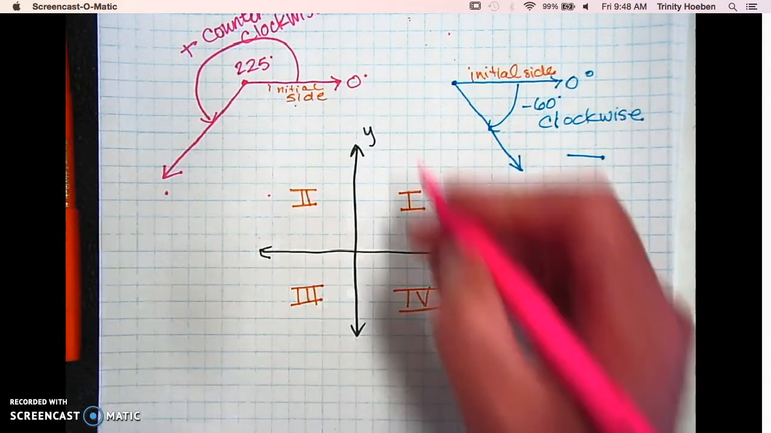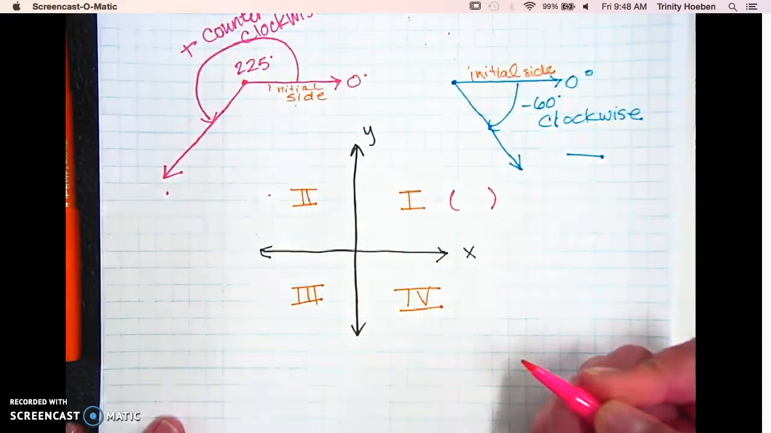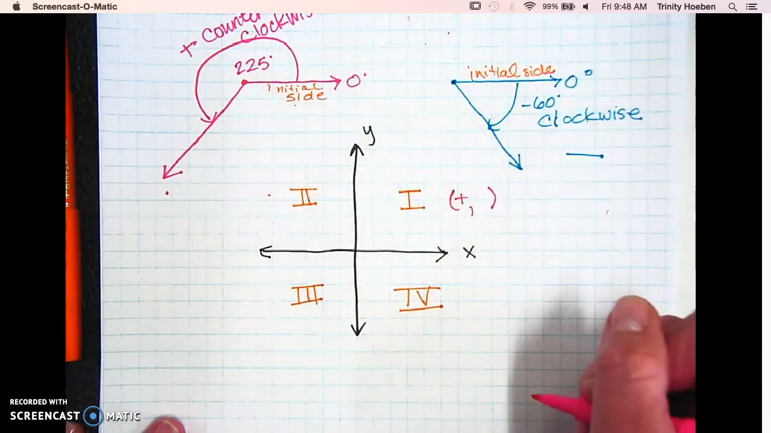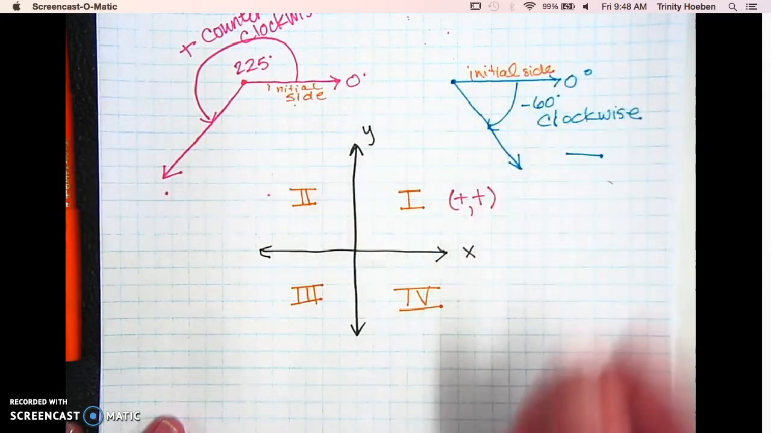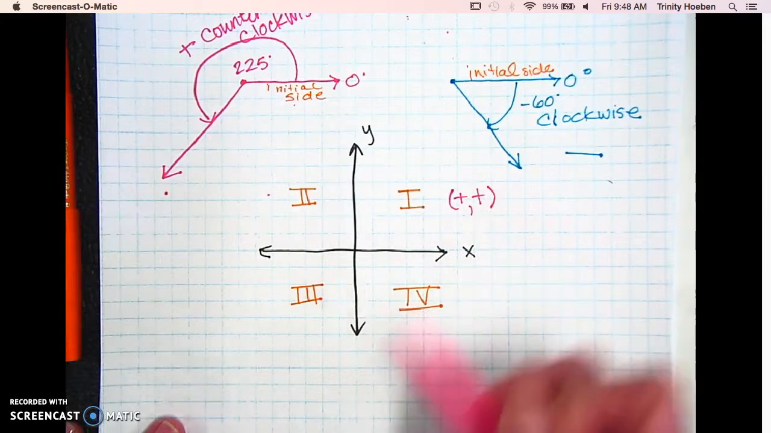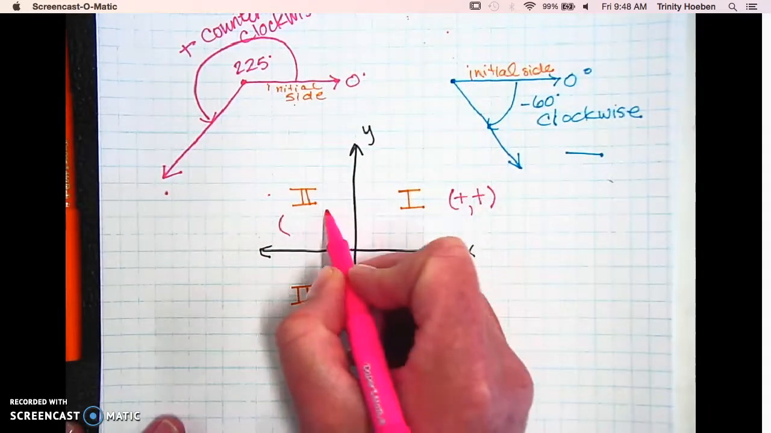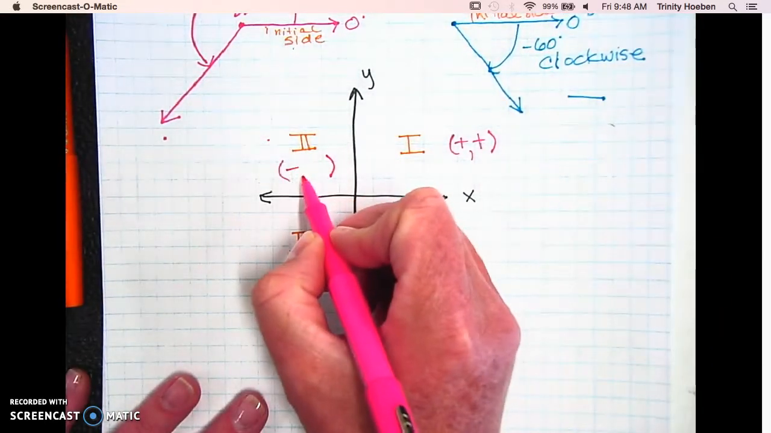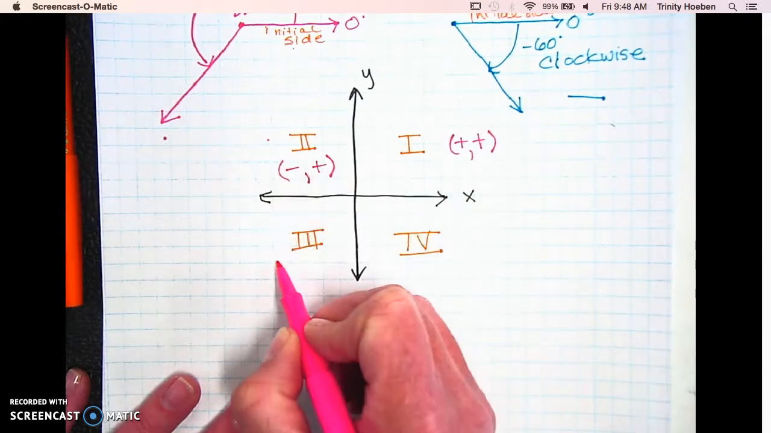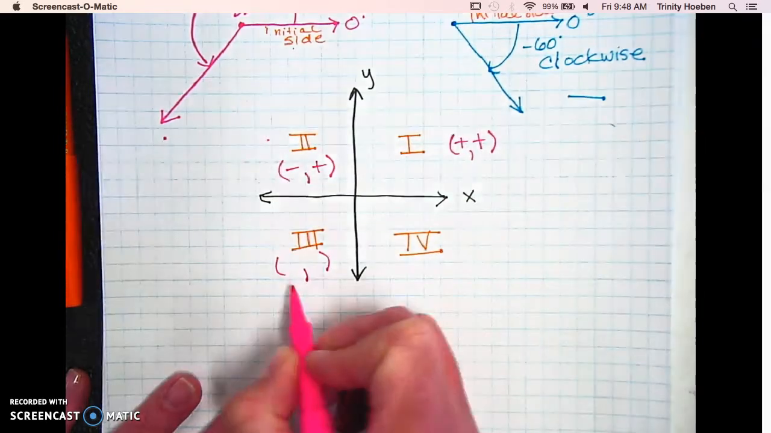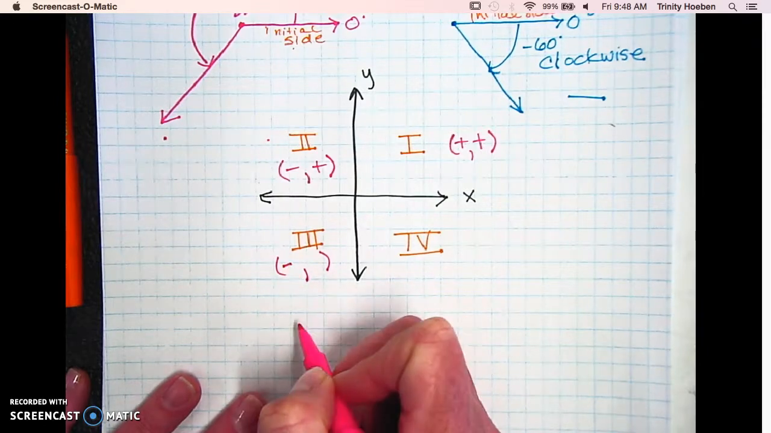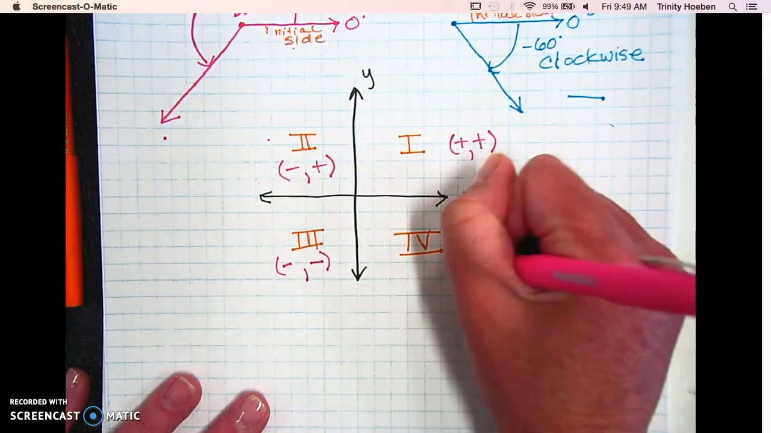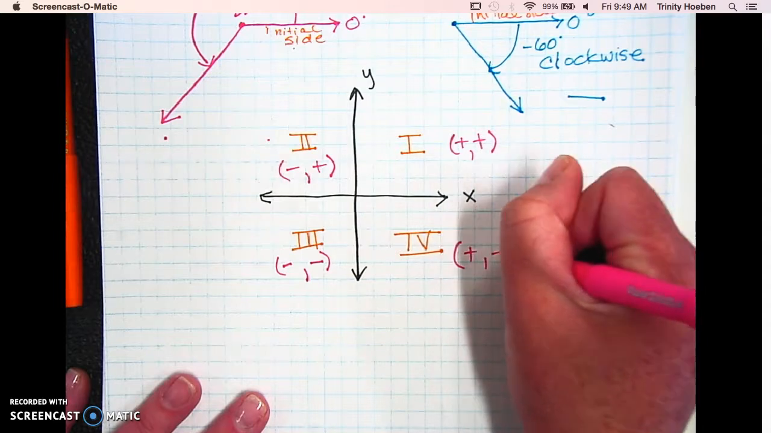In quadrant 1, the x value is what? How about positive? And the y value is positive. You said negative. They should both be positive. Okay. How about quadrant 2? The x value should be negative, and the y value should be positive. Jump down to quadrant 3. X value should be negative, y value should be negative. And then quadrant 4, x value should be positive, and y value should be negative.